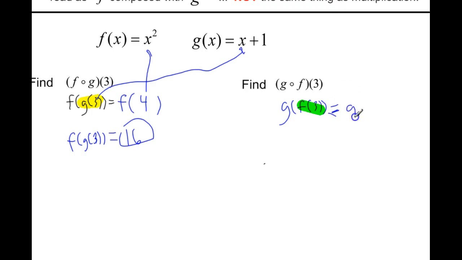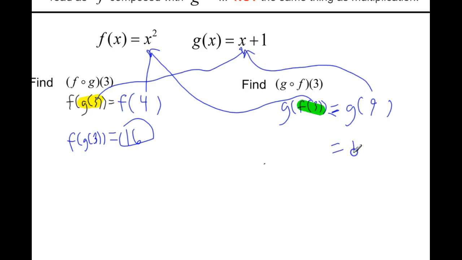So this is going to be g of f of 3. So f of 3 gets plugged into the f function. That'd be 3 squared, which is 9. Now 9 gets plugged into the g function. 9 plus 1 is 10. So g of f of 3 is a different answer.